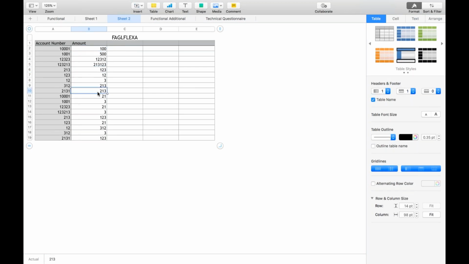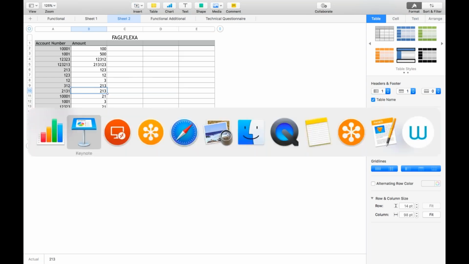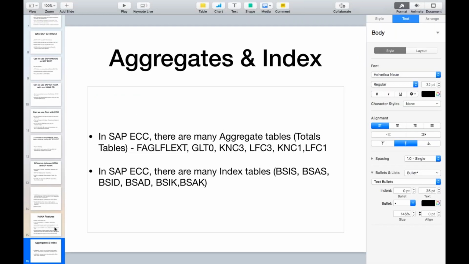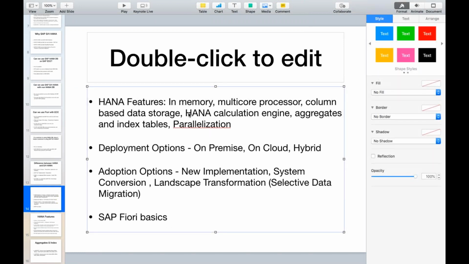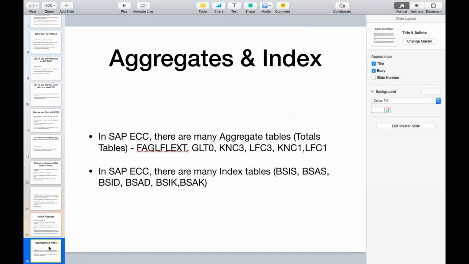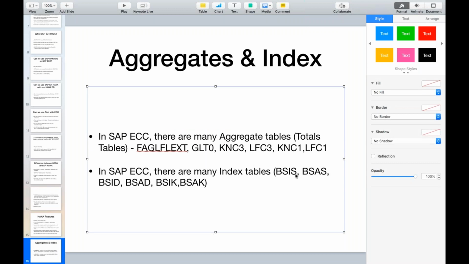How is it possible? SAP has provided with SAP HANA a very powerful calculation engine, which will perform these calculations, even on billions of records. If you tell it to just go and fetch the totals, it will be in milliseconds, right? So SAP HANA also provides you the functionality of the HANA calculation engine, a very powerful calculation engine, which will perform the calculations in a much faster way compared to the traditional ECC system or traditional databases. So there is no need of totals tables. There is no need of index tables.